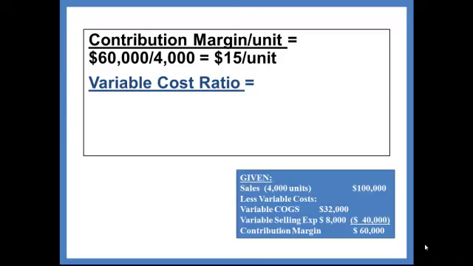The variable cost ratio, we will take our total variable cost of $40,000 and we'll divide by sales of $100,000. So this is going to give us a variable cost ratio of 40%. What this means is 40% of sales go toward covering variable costs.